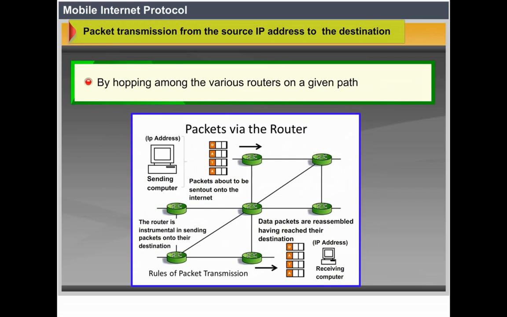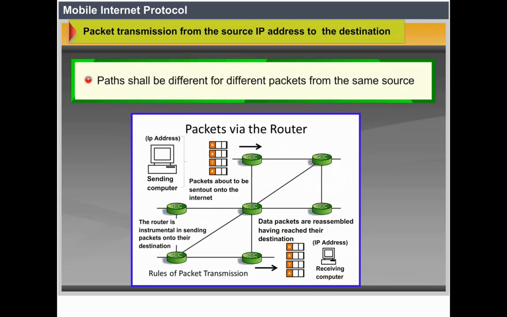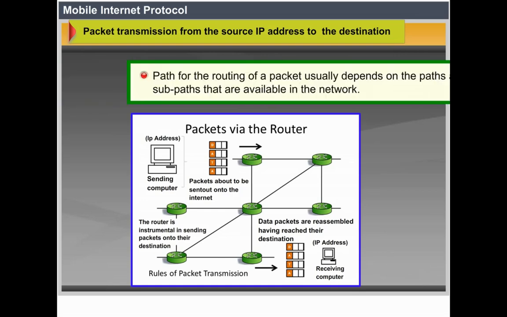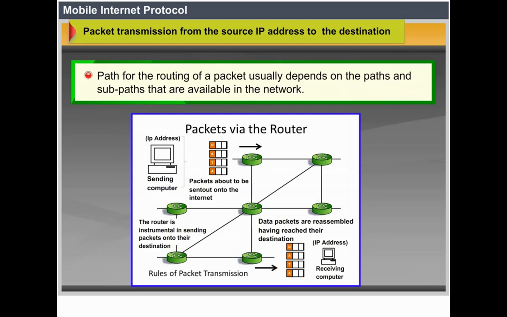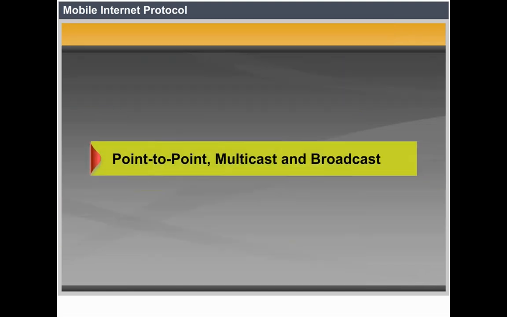Packet transmission from the source IP address to the destination is by hopping among the various routers on a path. Paths can be different for different packets from the same source. The path for the routing of a packet depends on the paths and subpaths which are available in the network at a given instant. Point-to-point, multicast and broadcast.